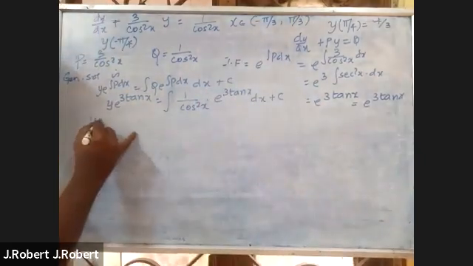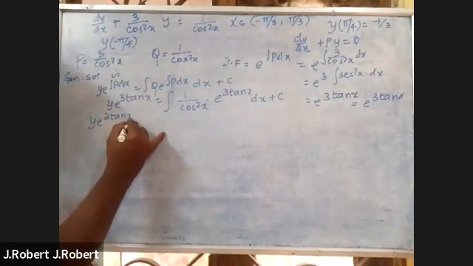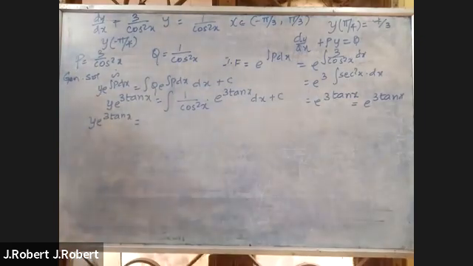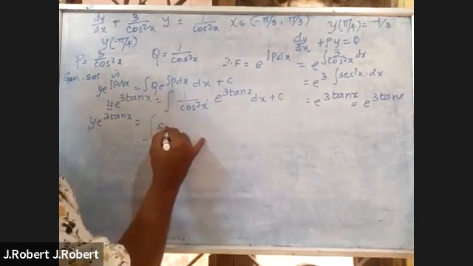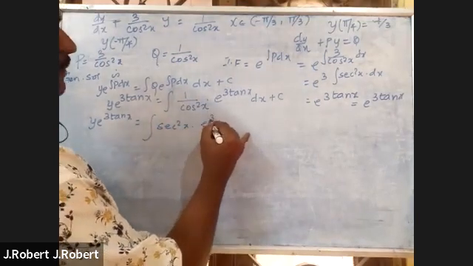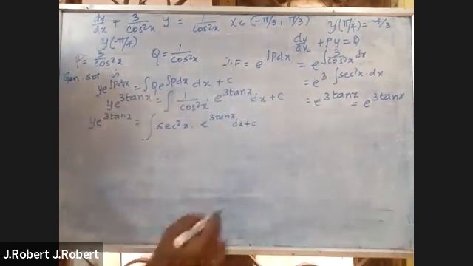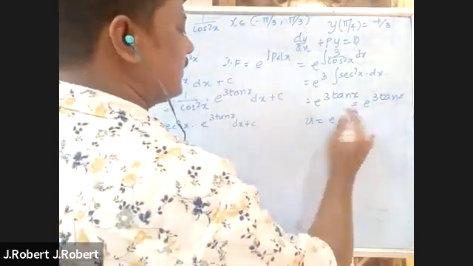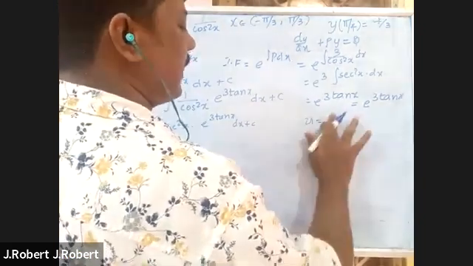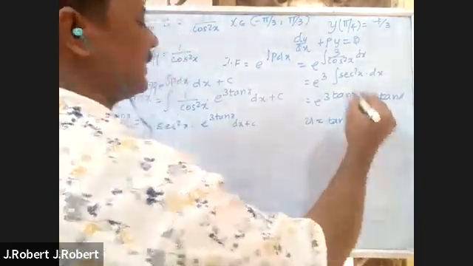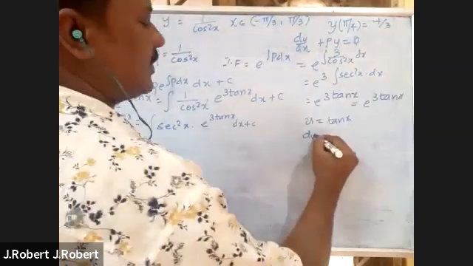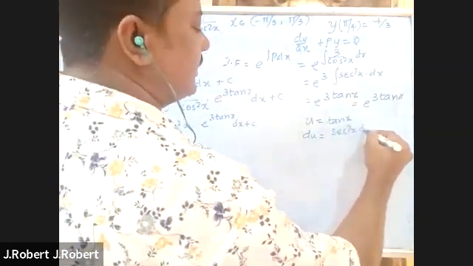Now I can write y e power 3 tan x equals integral of 1 by cos squared x into e power 3 tan x. Okay, so now it is purely a substitution method. 1 by cos squared x is secant squared x, into e power 3 tan x into dx plus c. It is a substitution method. I can take u equals 3 tan x, or I can take simply tan x. Your du equals the differentiation of tan x, which is secant squared x into dx.